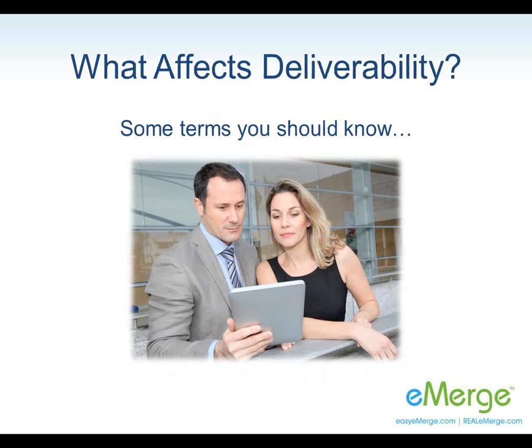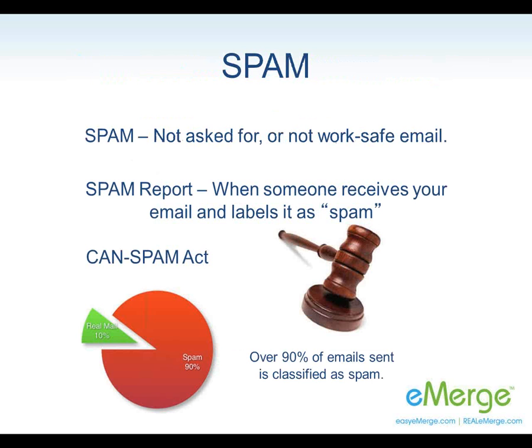So the first thing we're going to talk about is, what are some of the things that affect the deliverability, some different terms that you should know, and then we'll get into some different tips. The first thing that we're going to talk about is spam. So what is spam? No one likes spam, and the last thing that you want is to be flagged as a spammer. So how do you avoid it?